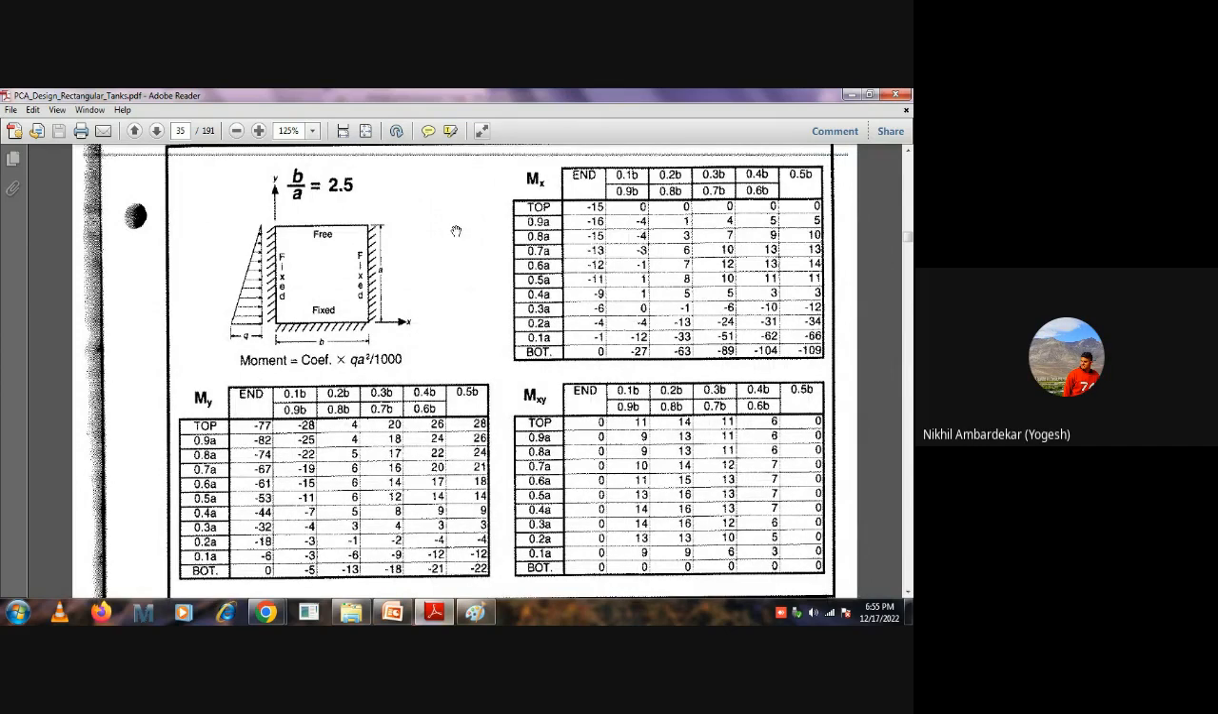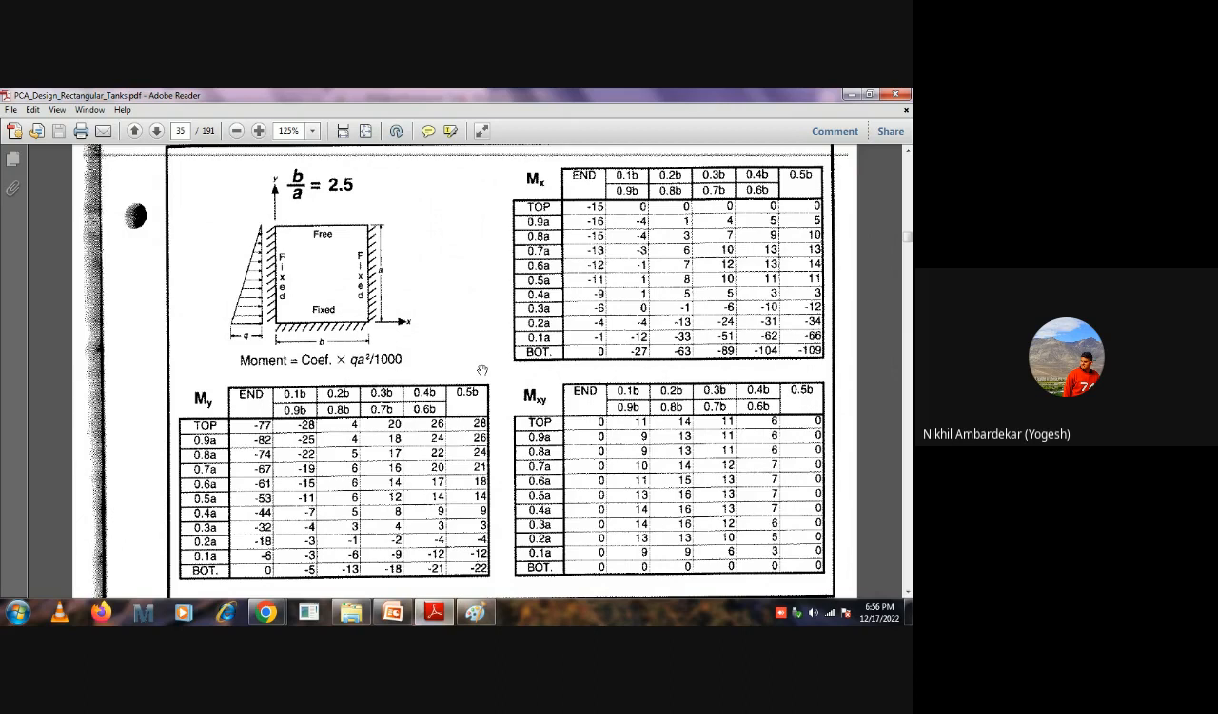Okay, so now again, see. From this table, we have different types of coefficients. How to use them? I will explain. How to find out the bending moment? We can calculate the bending moment with the coefficient into Q A square divided by 1000. This is an empirical formula. So now our task is how to find the coefficient.